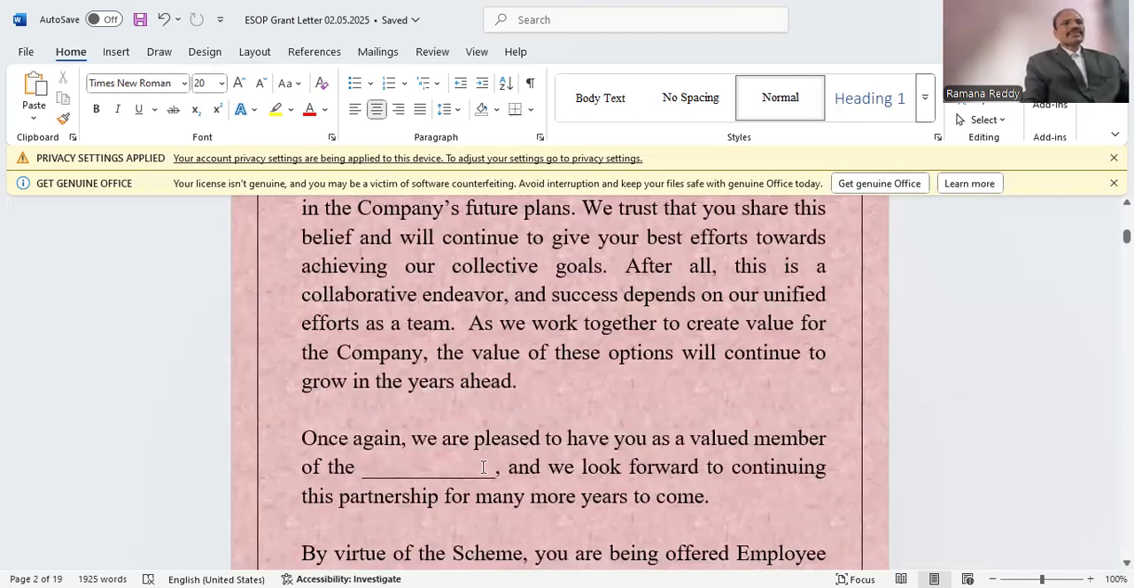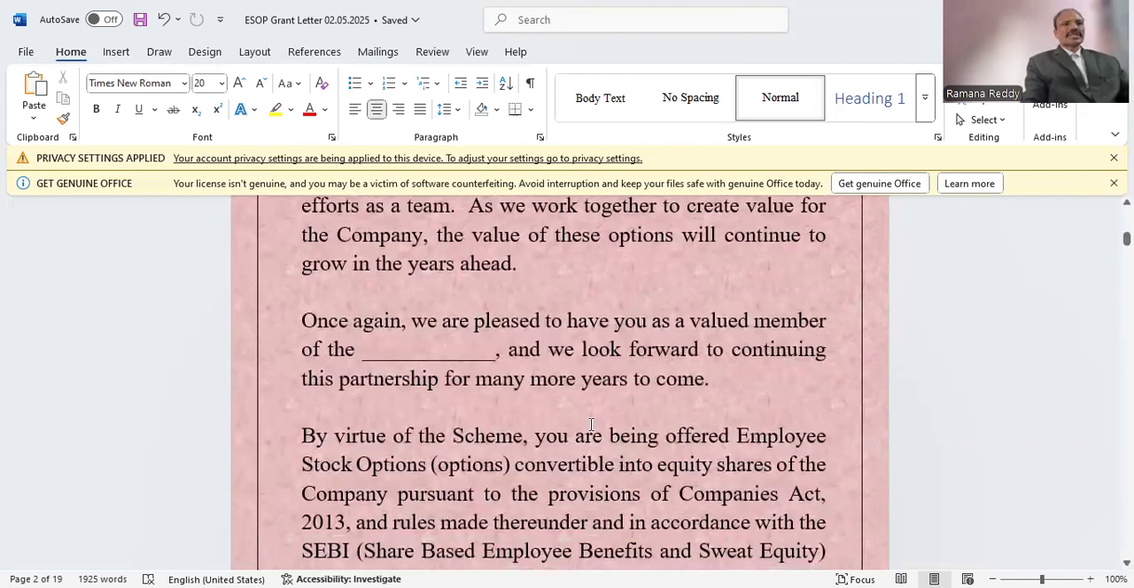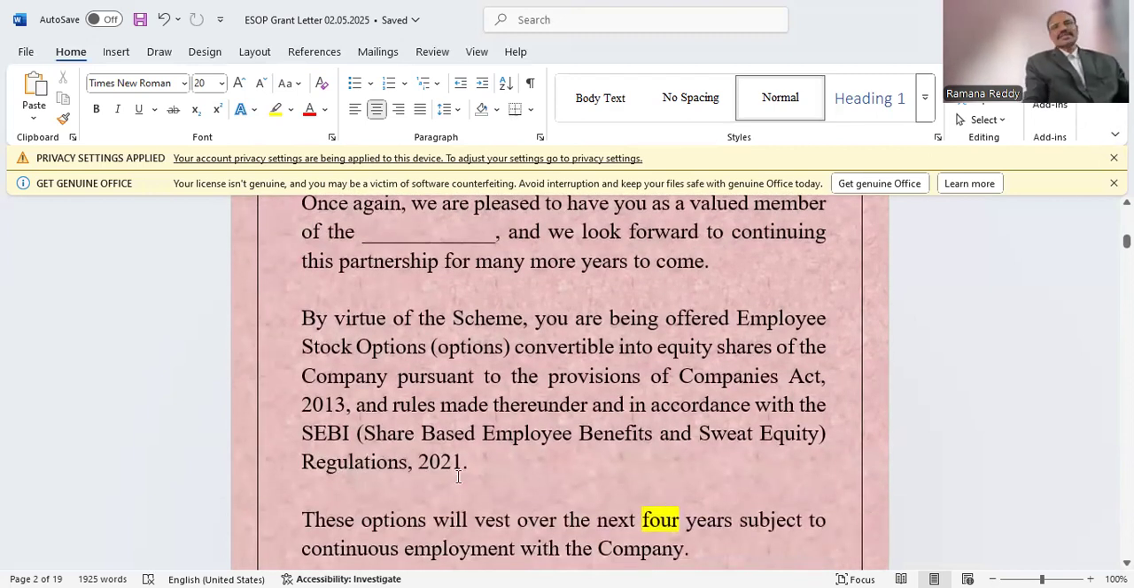Once again, we are pleased to have you as a valued member of the dash. That is the company name, right. And we look forward to continuing this partnership for many more years to come. By virtue of this scheme, you are being offered employee stock options convertible into equity shares of the company pursuant to the provisions of the Companies Act 2013 and rules made thereunder, and in accordance with the SEBI Share Based Employee Benefits and Sweat Equity Regulations 2021. Here we are giving the provisions.